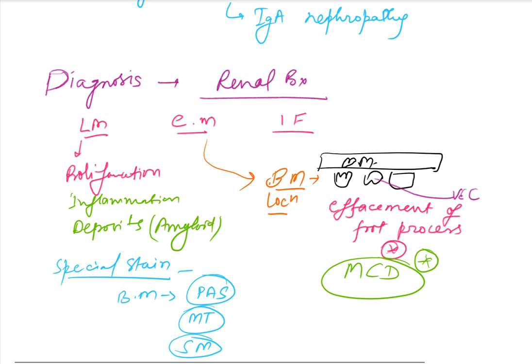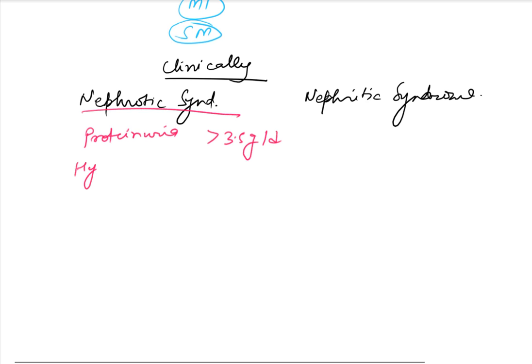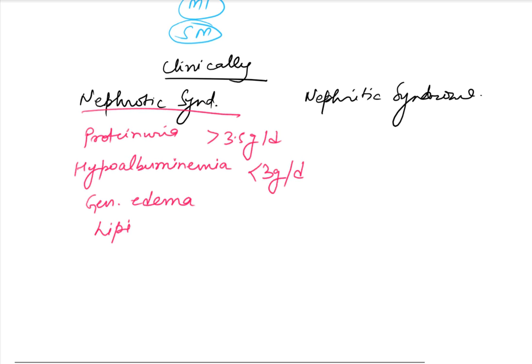Now, moving ahead, we talk about the clinical diagnosis. Clinically, the glomerular diseases are divided into nephrotic and nephritic range, as nephrotic syndrome and nephritic syndrome. Nephrotic syndrome is characterized by proteinuria of more than 3.5 gram per day. This leads to hypoalbuminemia, that is albumin less than 3 gram per dL, generalized edema, and lipiduria along with hyperlipidemia.